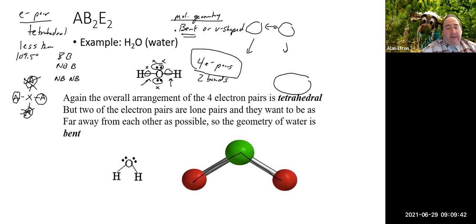So for us, like SO2, you should go with angular, and you should reserve bent, or you could do V-shaped, for this bond angle that's less than 109.5 and closer to the water shape. Any questions on that there?